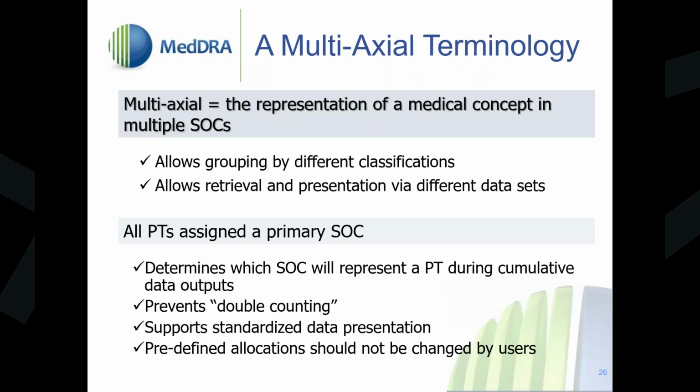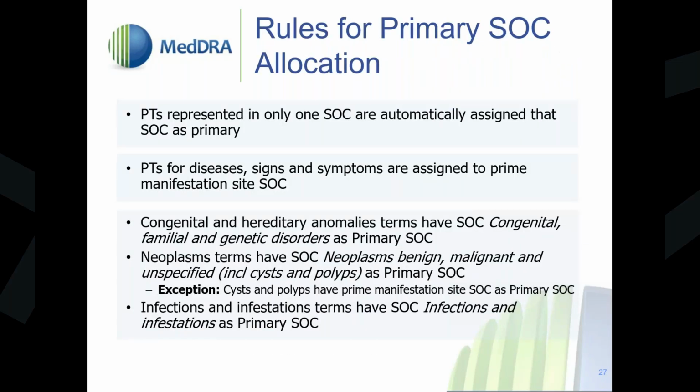Now, the rules of which primary system organ class gets chosen when the same PT can belong to more than one different SOC is the following. If the PT represents a condition that only belongs to one system organ class, then that system organ class is automatically assigned as the primary SOC. So PTs for diseases or signs or symptoms are assigned to the system organ class that represents the site of primary manifestation. But there are three main exceptions.